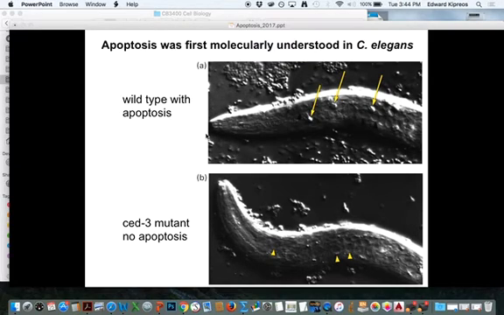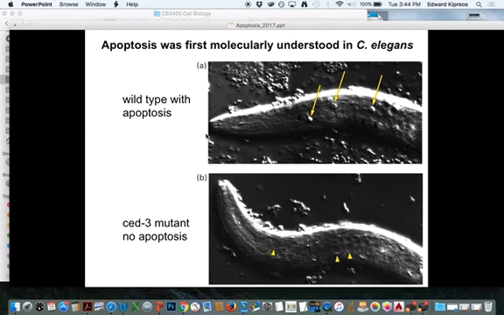And this is one of the reasons it's called programmed cell death, because in C. elegans, it's an invariant lineage. All the cells divide at the right time. They become the right thing. And in certain parts of the division, this cell is destined to kill itself every time. And so it's programmed. The cell death is programmed.